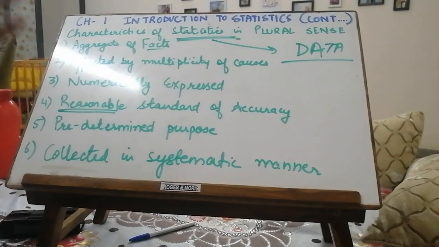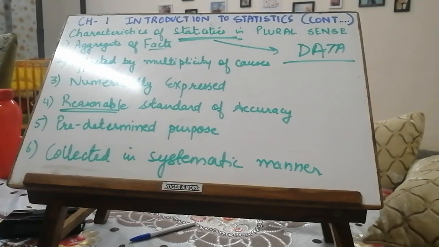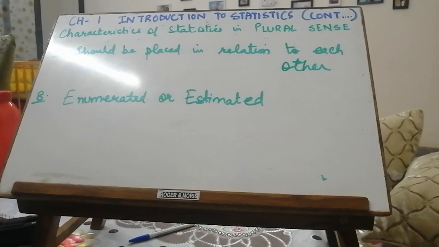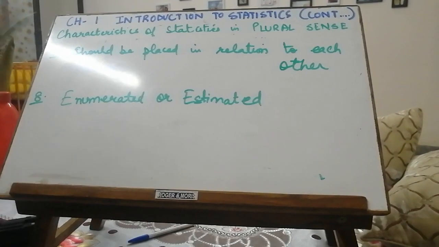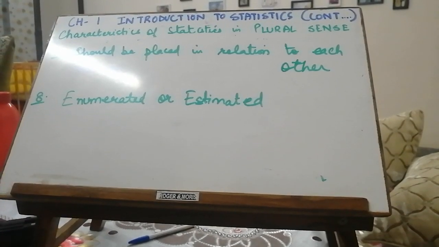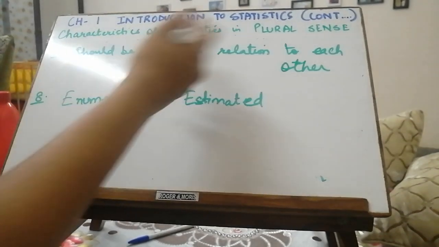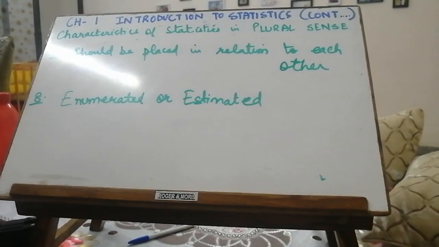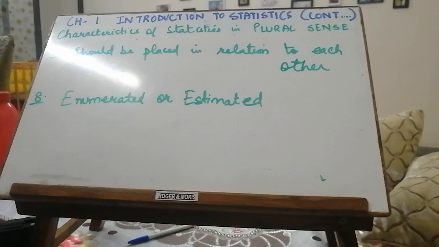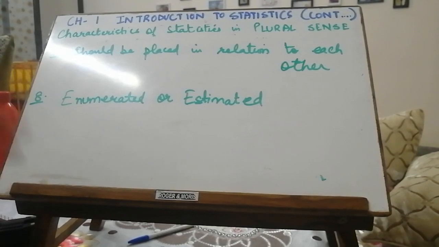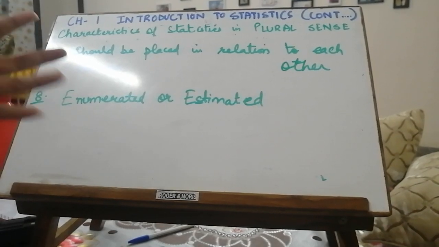Okay, there are two more characteristics, I am just writing them. So these are the two characteristics, two more apart from the six that we have already done. So that data should be placed in relation to each other. Of course, whatever information I am collecting about individuals should be related to each other. If I am comparing the height of trees to height of men in a locality, it makes no sense.